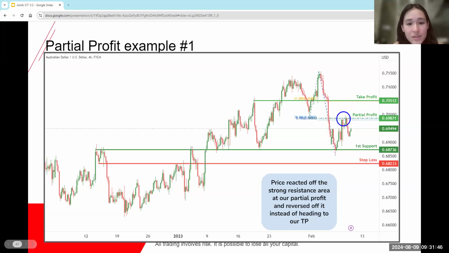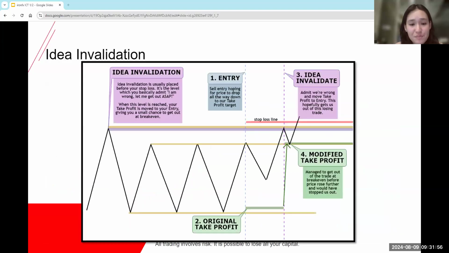So in this example, we can see price reacting off that strong resistance area at our partial profit, and it reversed off of it, heading towards our take profit.